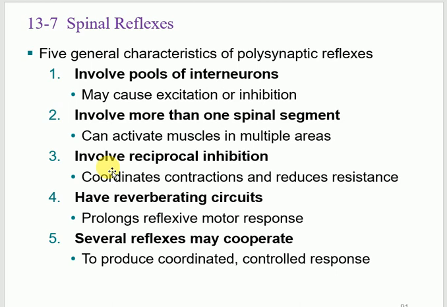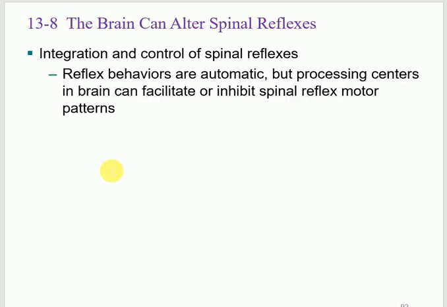So, polysynaptic neuron, it involves interneurons, usually more than one segment. Usually you do reciprocal inhibition that I talked about. You use a reverberating circuit, and the reflexes coordinate with each other. These are the criteria of the spinal reflex.